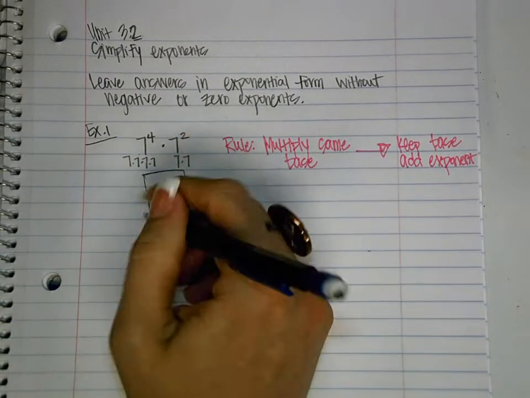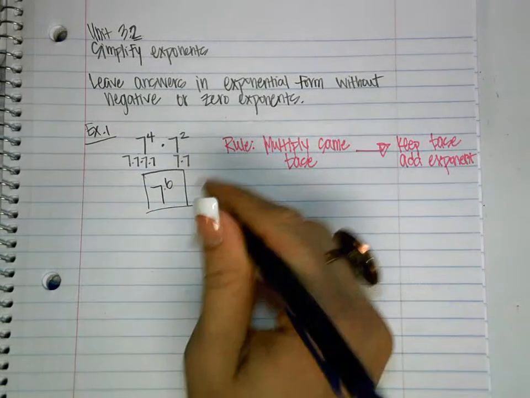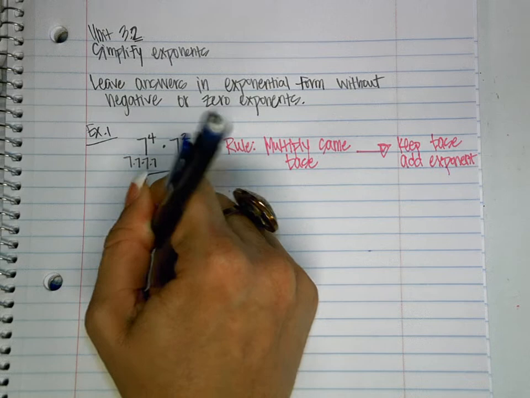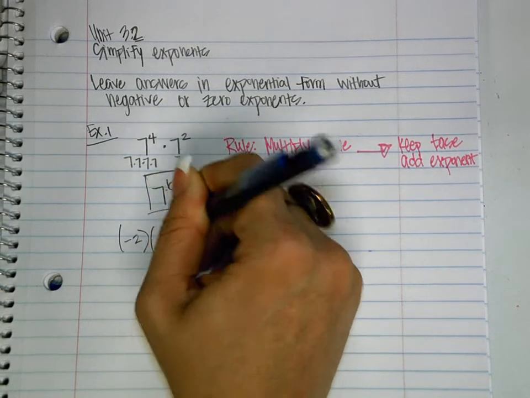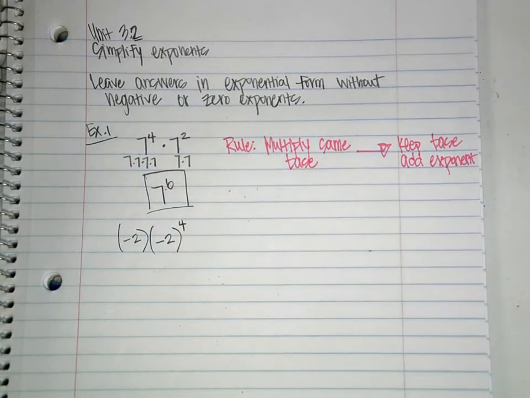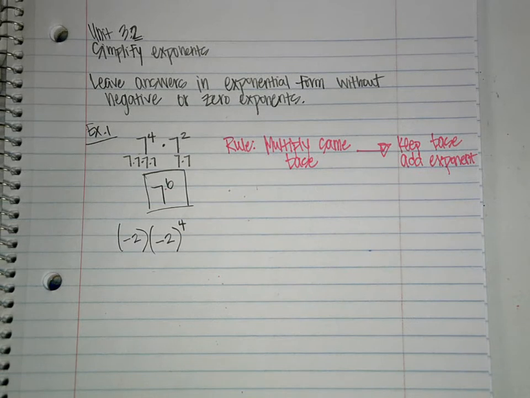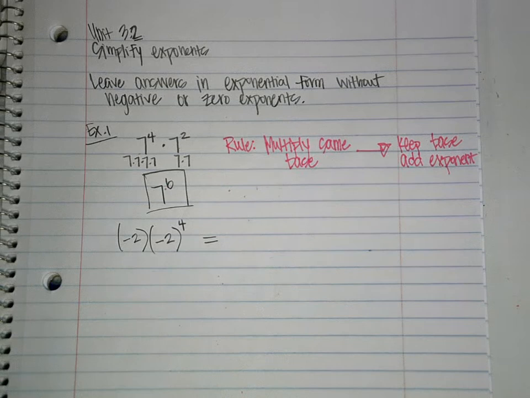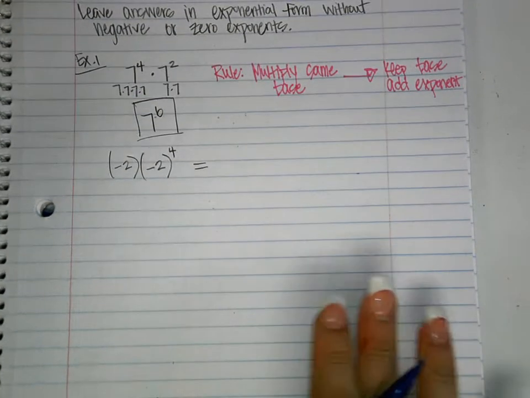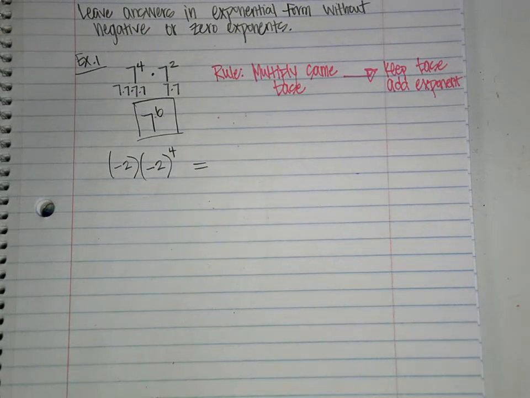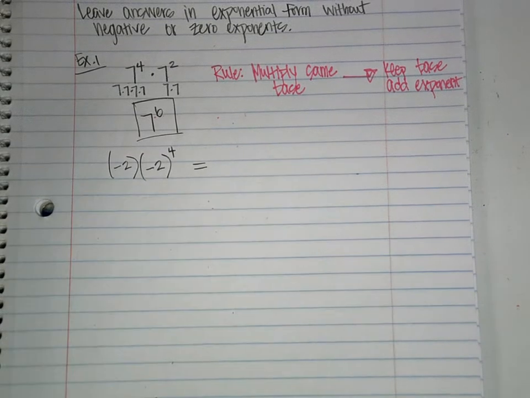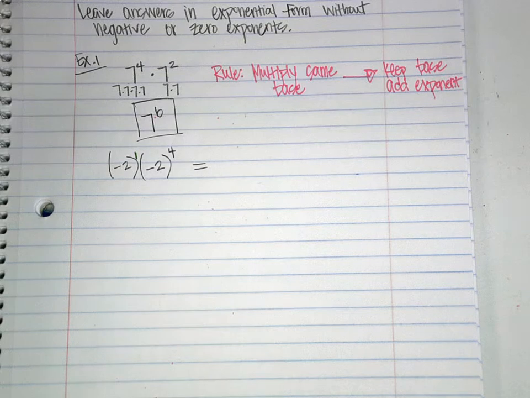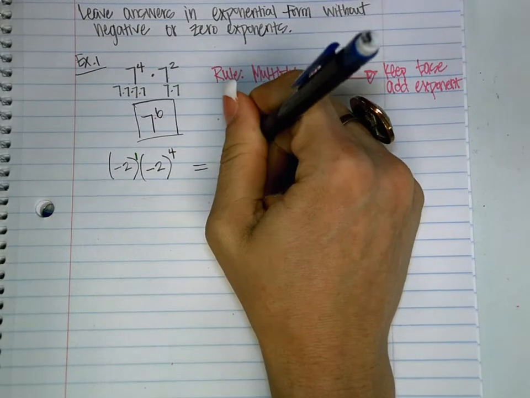Now, I'm going to show you a little aside. What if I gave you something like negative 2 times negative 2 to the 4th? Is that different or the same? What is the base that we're dealing with there? The parentheses and the negative 2. What's the exponent on this first one? There's really an exponent of 1. So if you were to multiply those together, the exponent would be 5.